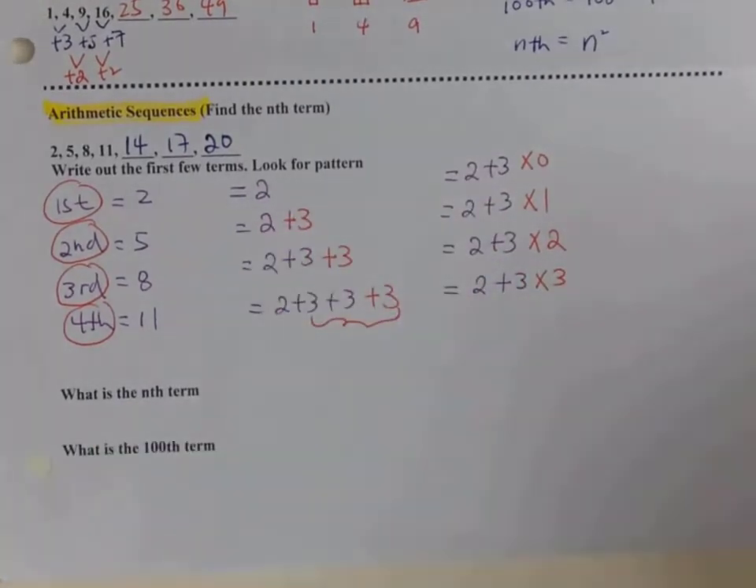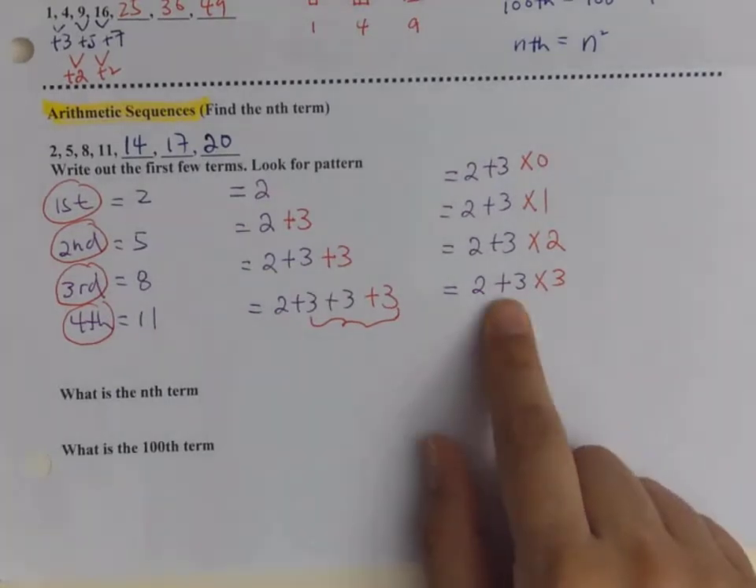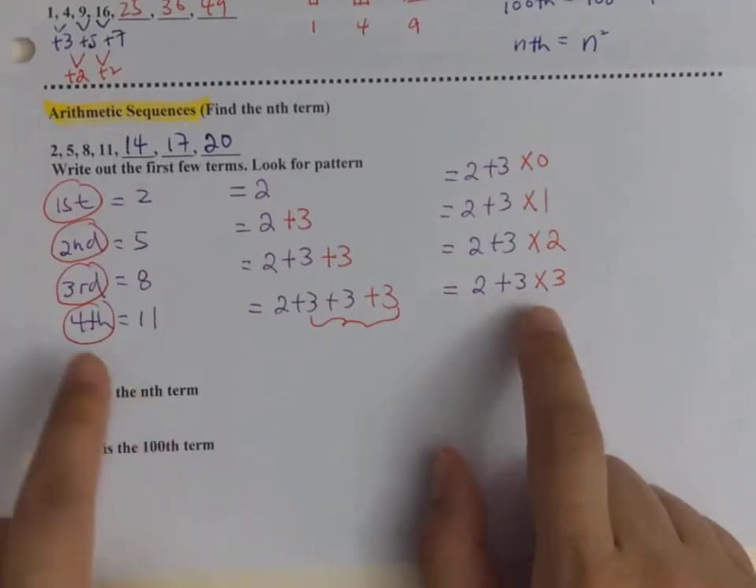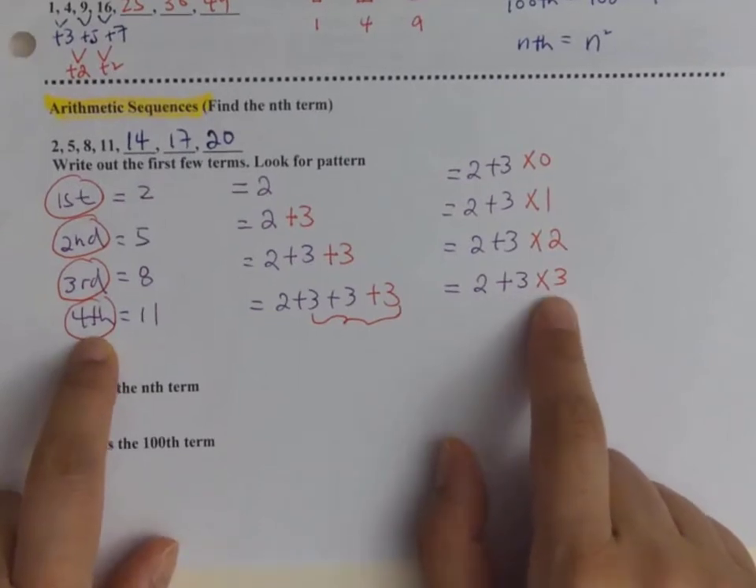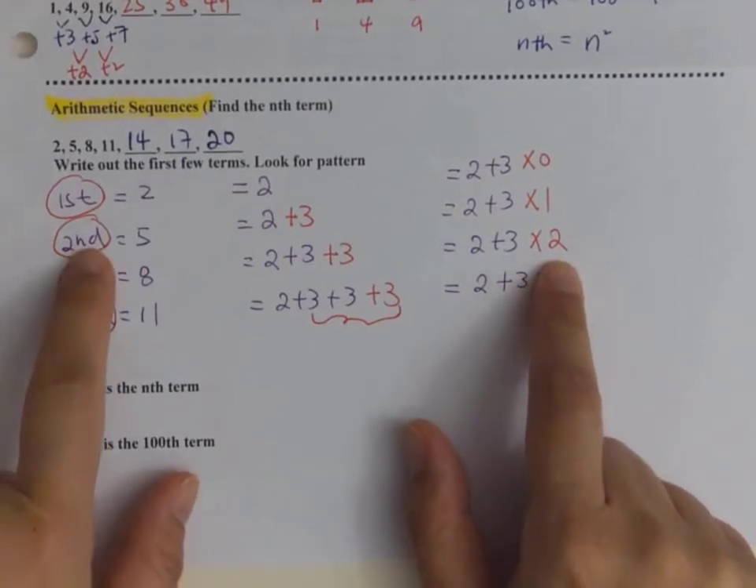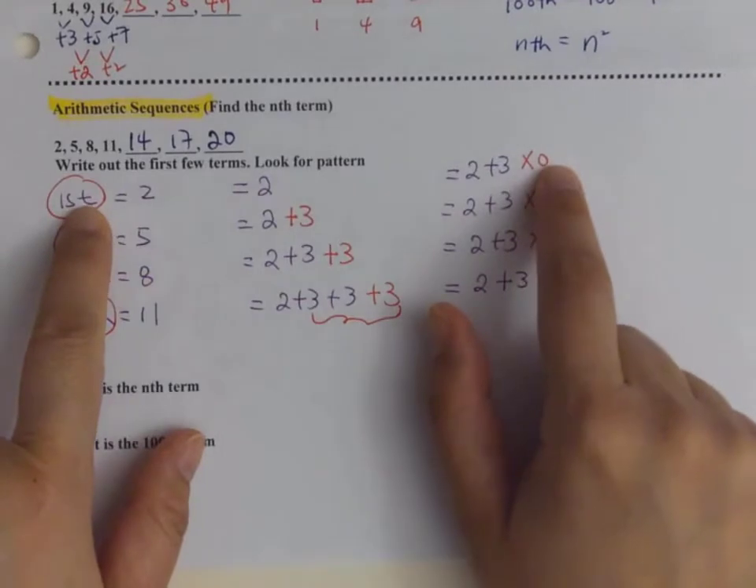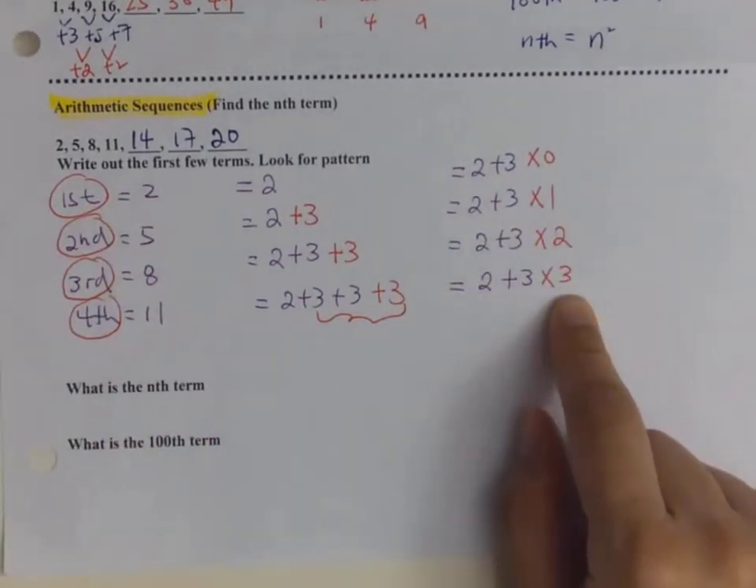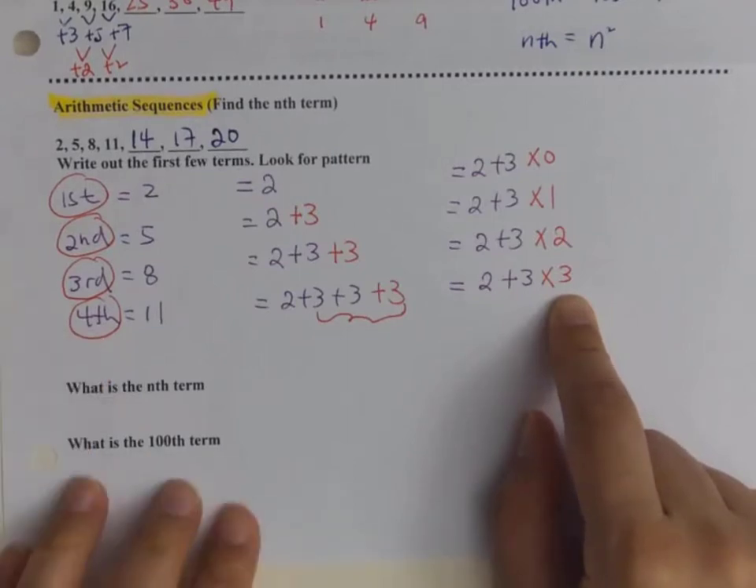So after we write all this out, hopefully you can see there is a pattern. The pattern is that for this particular sequence, everything starts with 2 plus 3. And then when you are on the fourth term, you times 3, third term times 2, second term times 1, first term times 0, right? So basically, whatever you're multiplying is going to be 1 less than the term. So hopefully you see that.